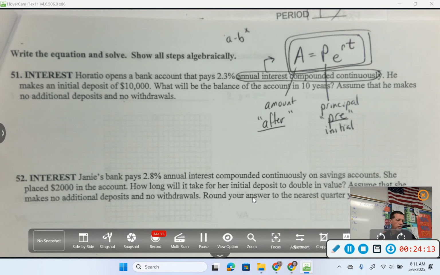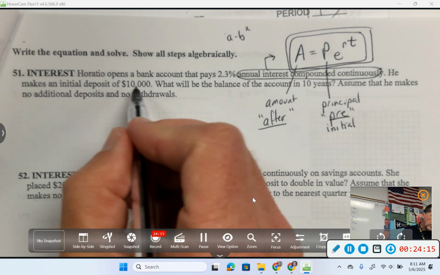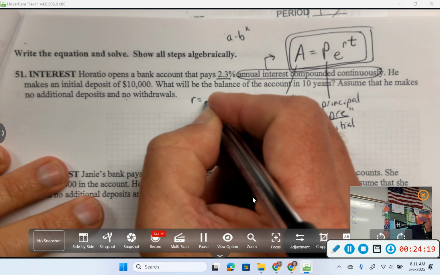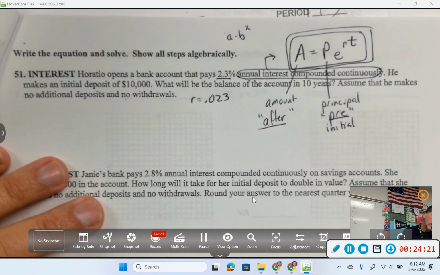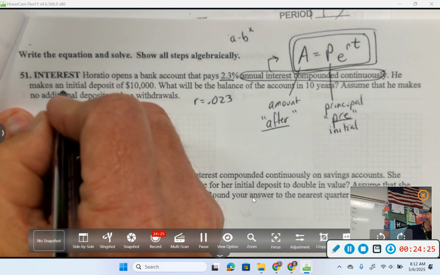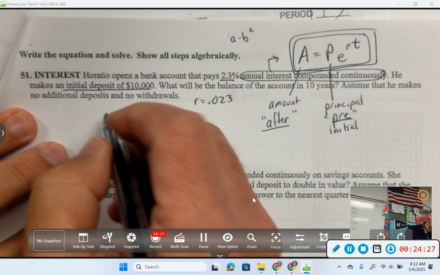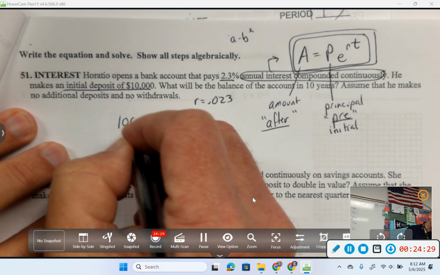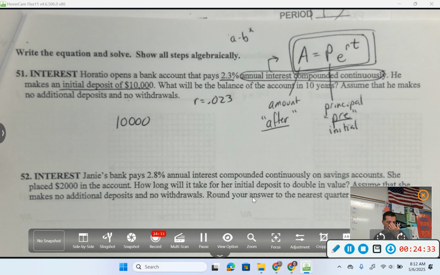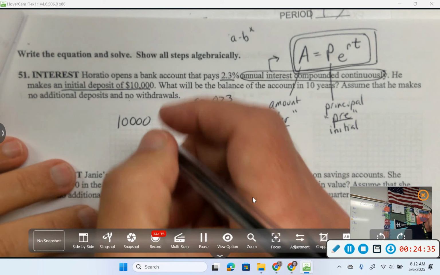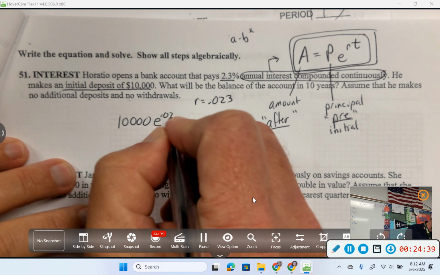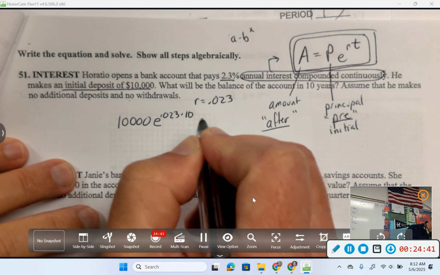So let's do 51 together. Horatio opens a bank account that pays 2.3%, 0.023, annual interest compounded continuously. He makes an initial deposit, so there's my P, $10,000. What will the balance of the account be in 10 years? So 10,000 e to the 0.023 times 10.